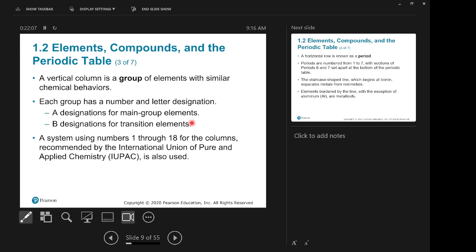Okay, the system can use numbers 1 through 18 for the columns. That's actually the recommended standard by the International Union of Pure and Applied Chemistry, IUPAC. My advisor would add a damn to that. But we should not, because they are actually quite good scientists. They're just, some of their opinions are a little weird. And sometimes they cause things to be a little harder than they have to be, but whatever.